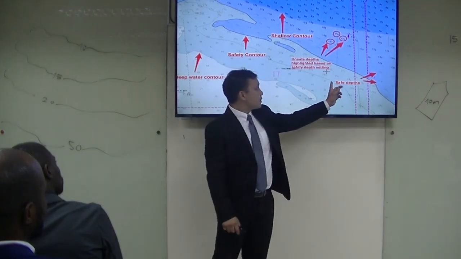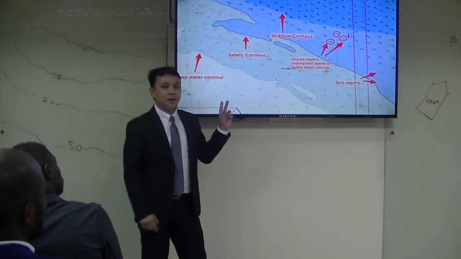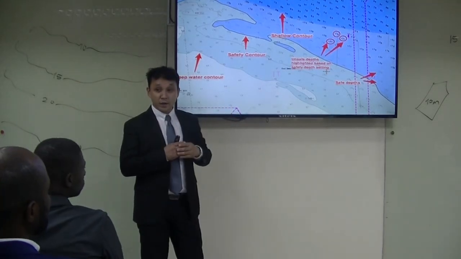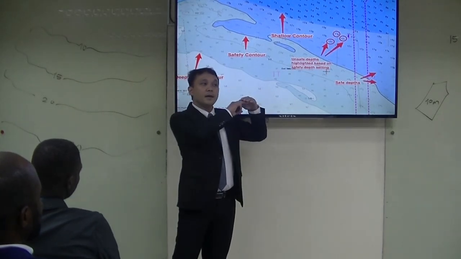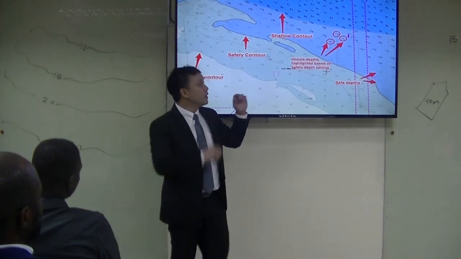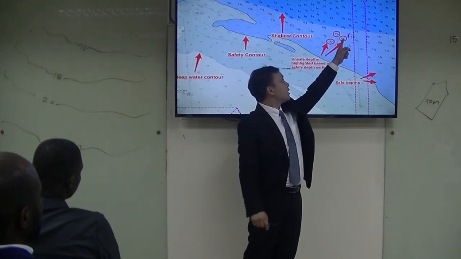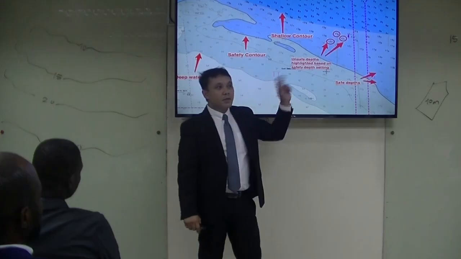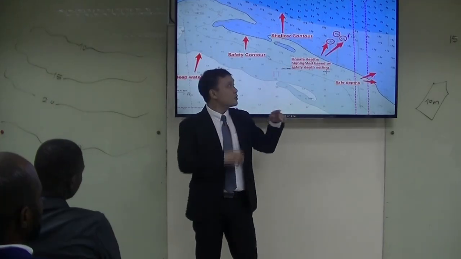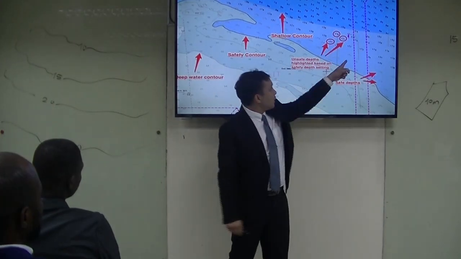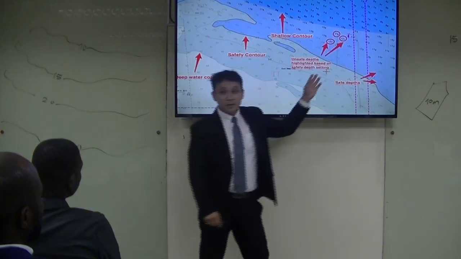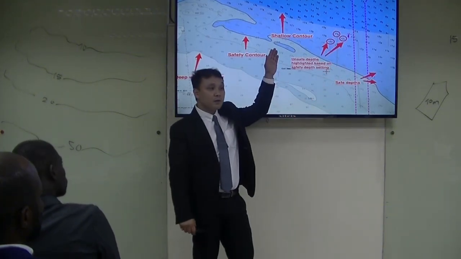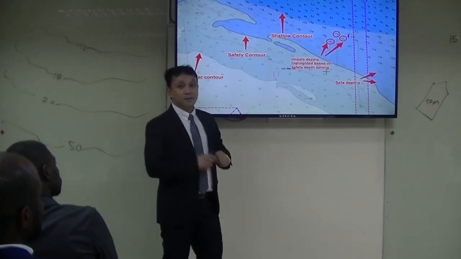I will tackle the safety depth first. As you can see, I set the safety depth at 14. The moment I set 14, any depth with a lesser value is automatically highlighted. So 13.7 is less than 14, so it's highlighted. And the others, 14.7 and 17, as you can see, are faded. It means they are deeper than the safety depth.